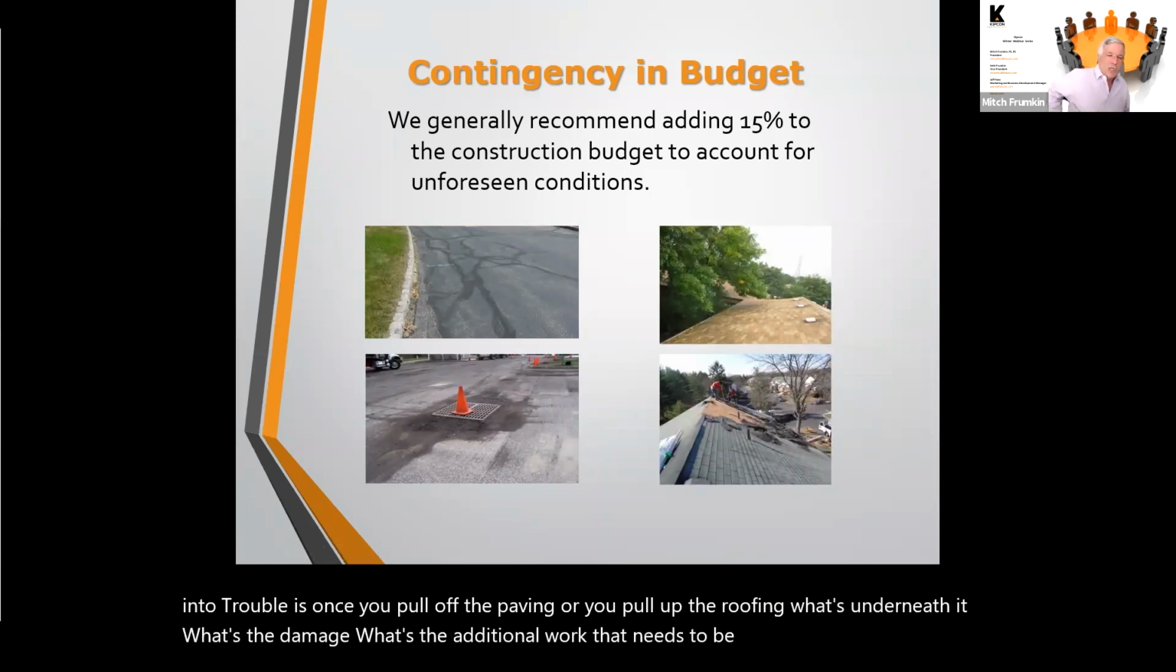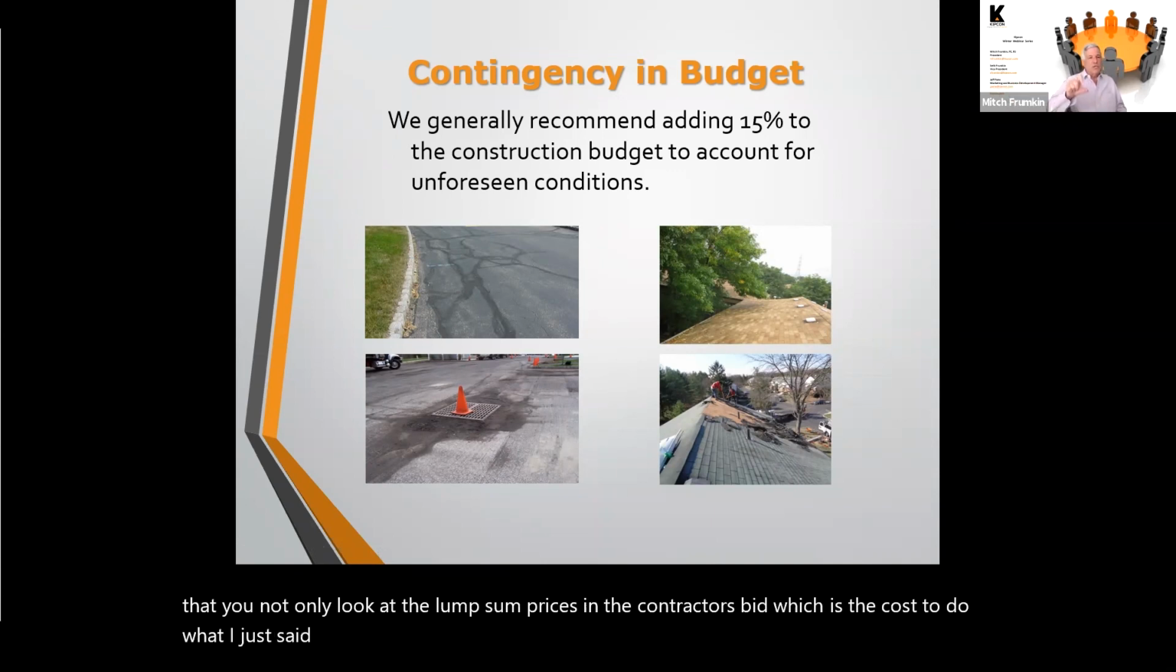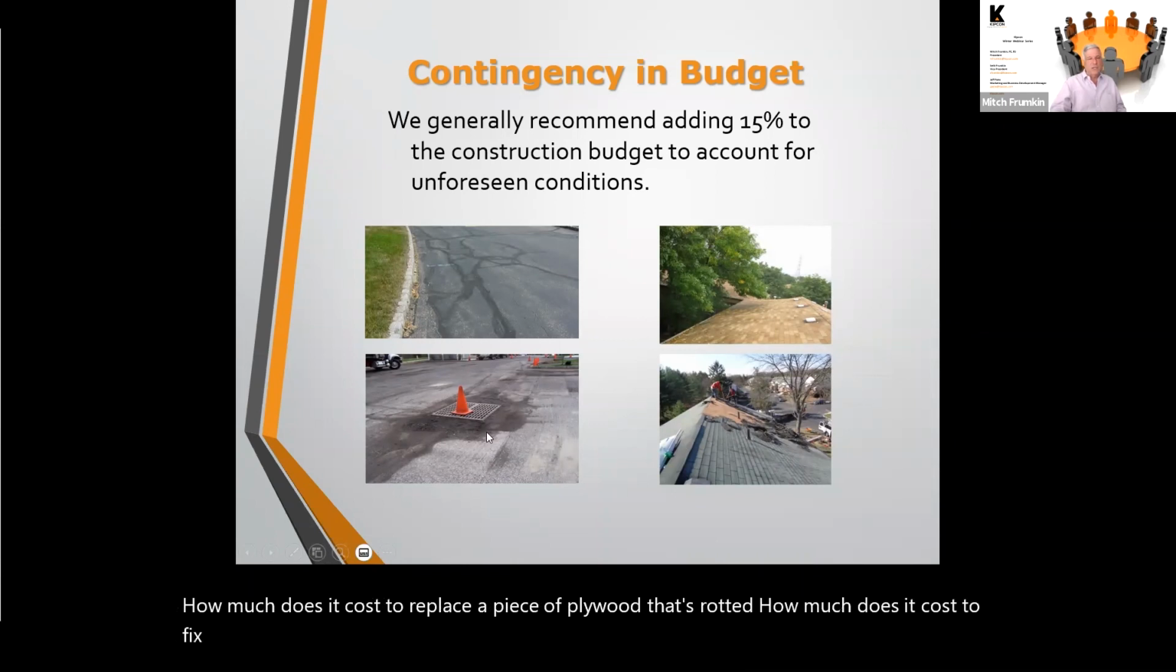So it's very important that you not only look at the lump sum prices in the contractor's bid, which is the cost to do what I just said, but you have to look at their unit prices. For example, on a roof, how much does it cost to replace a piece of plywood that's rotted? How much does it cost to fix a pothole or something underneath the pavement?